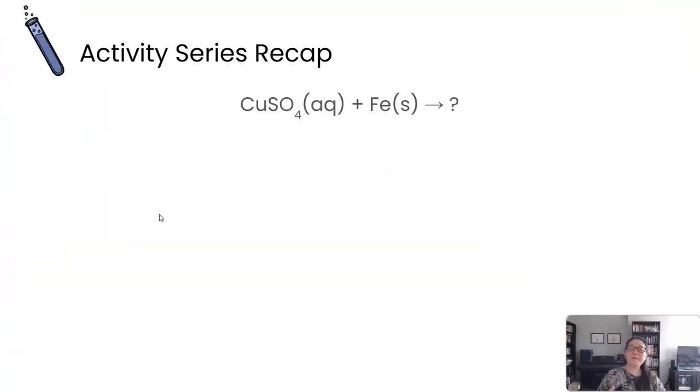So to start with, let's do a little bit of a recap on the activity series and how you used it to determine whether a reaction would happen or not, by comparing how more or less reactive different elements are compared to each other. The type of example problem that you could get is something like, if you take CuSO4 and add it to iron, will you get a reaction or not?